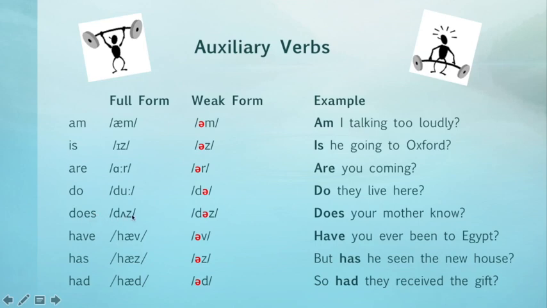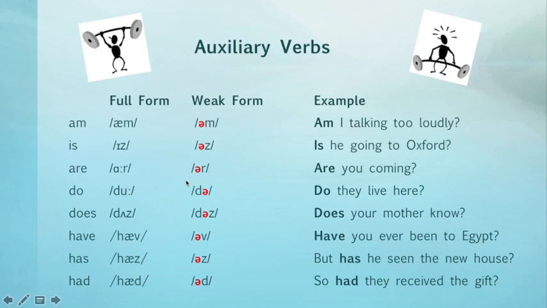Instead of does, you might just hear the weak form. Does your mother know? Instead of have, the H disappears, and then you just hear the weak form, like, have you ever been to Egypt? Instead of has, the H disappears again, and you just get the weak form. But has he seen the new house? Instead of had, the H disappears again, changes to schwa, and you just get ud. So had they received the gift?